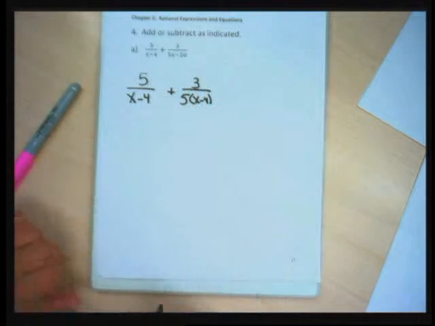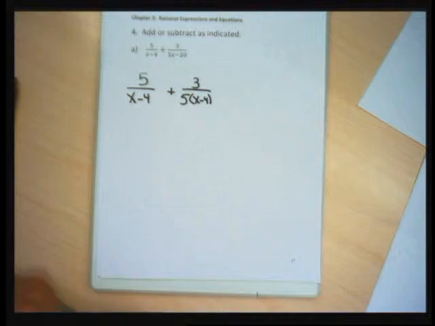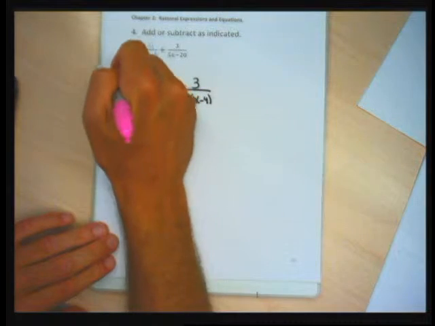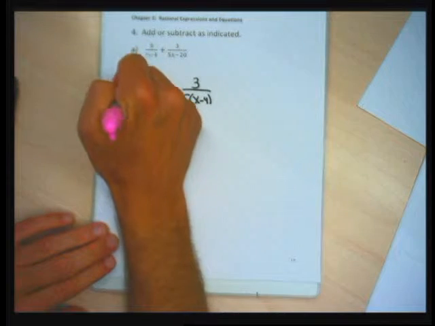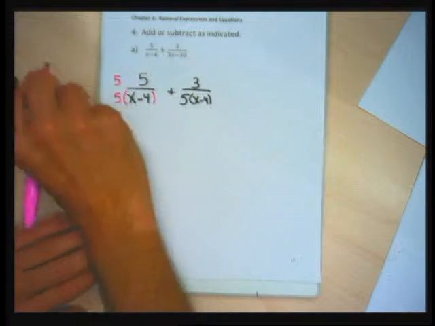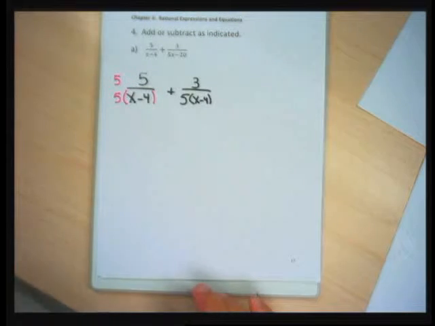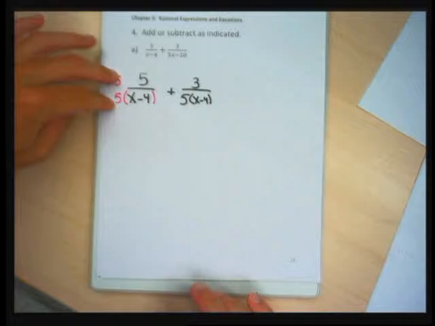So for adding or subtracting, you need equal denominators. Both denominators have an x minus 4. The right one has a 5. I have to multiply by 5 over 5 to make each denominator look the same. When you're adding or subtracting, we don't have equal signs. We need the denominator to be the same. We multiply numerator and denominator by the same thing.